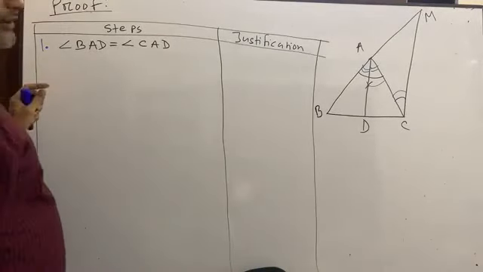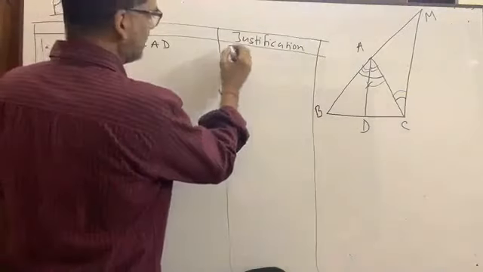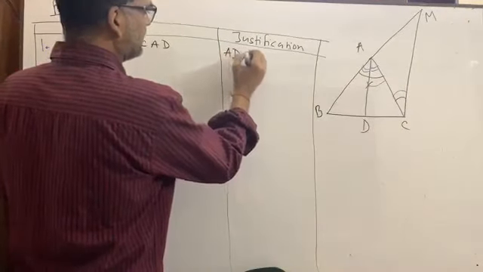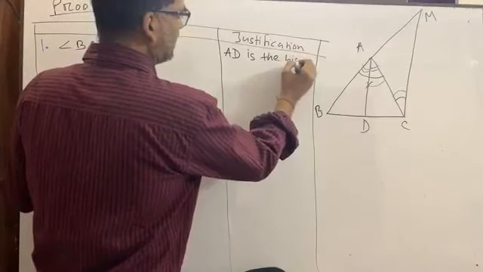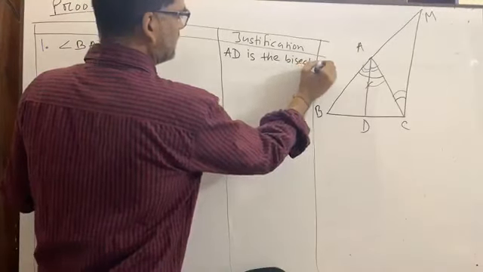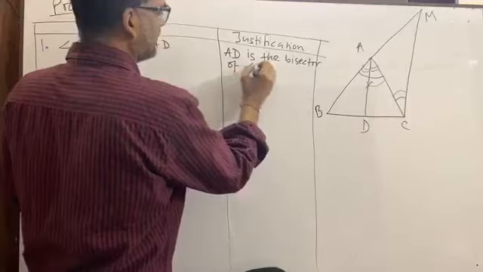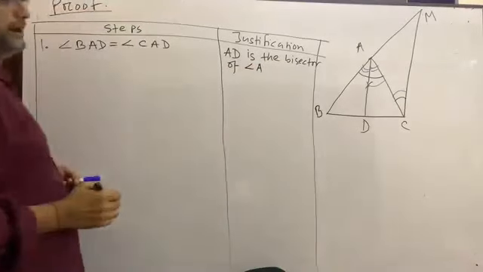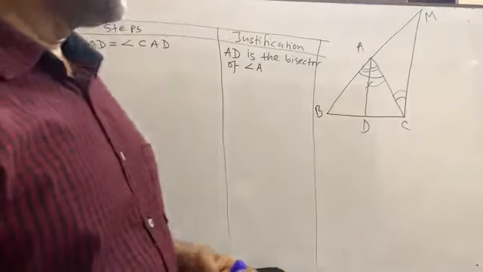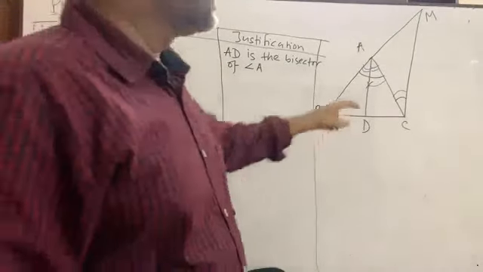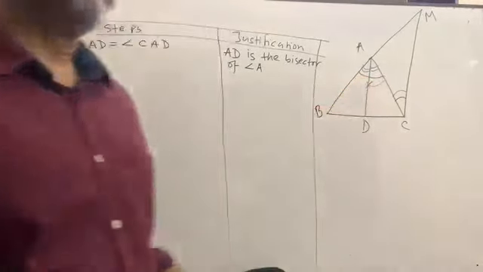Why are they equal? AD is the bisector of angle A. They are equal. You see, AD is the bisector of angle A. It means this angle and this angle, they are equal.